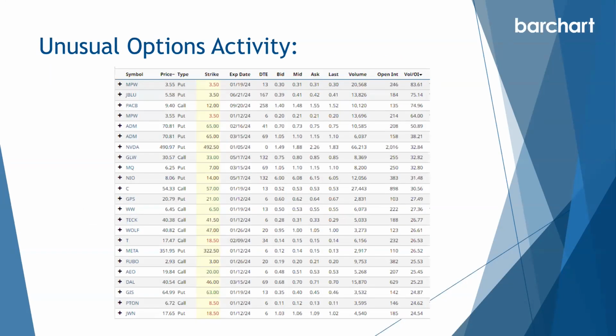So here we have our unusual options activity report from Barchart. And we can see here that there's some stocks with really high volume in relation to their open interest. So they've got a very high volume to open interest ratio. And we're going to take a look and drill down into a few of these using Barchart Excel to see if we can get some insights into what might be happening underneath the surface on a couple of these stocks.